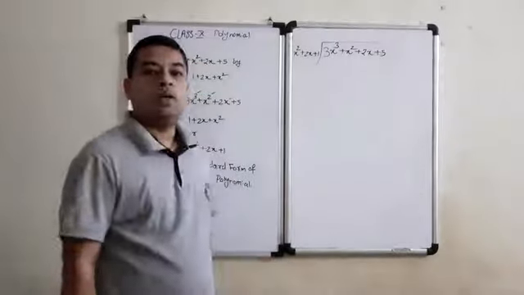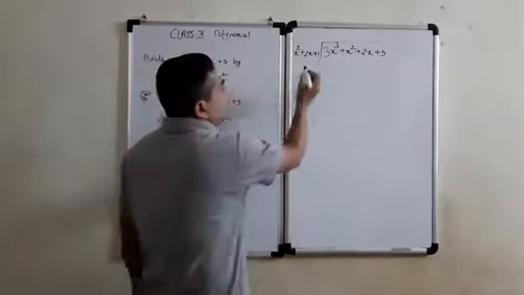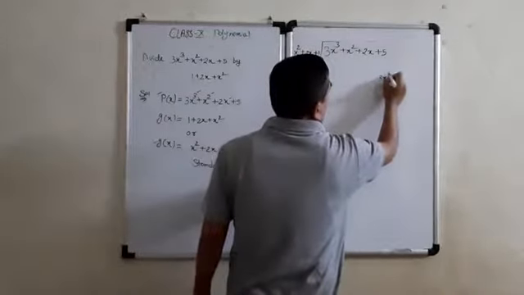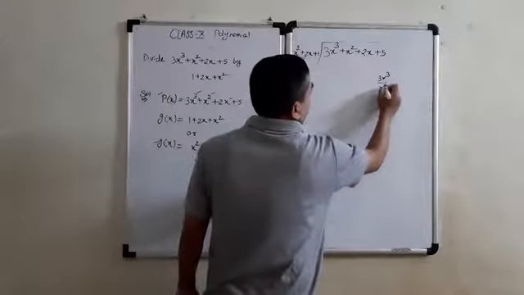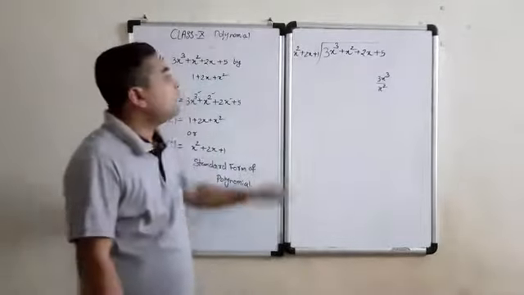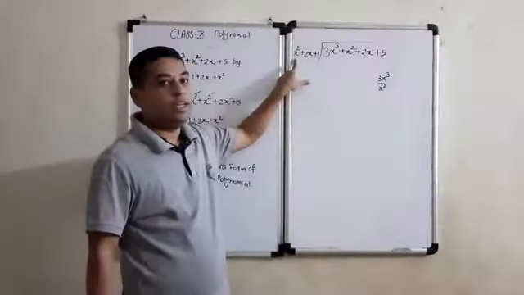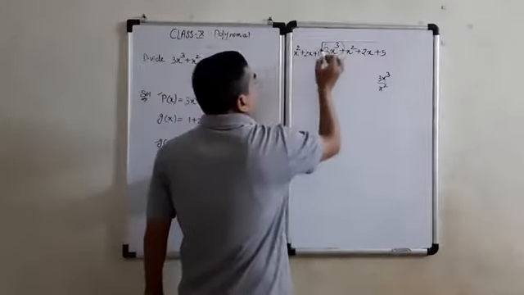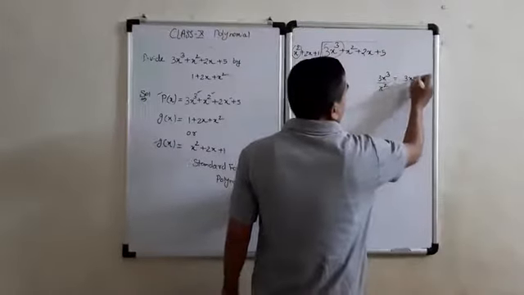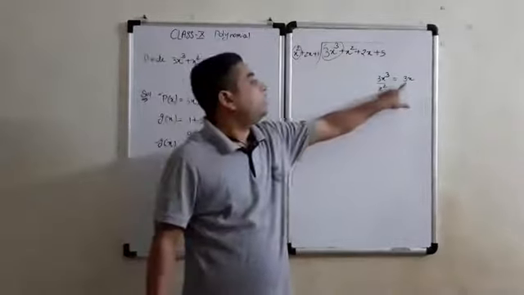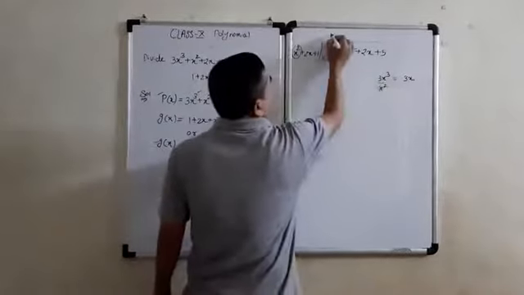It is very simple. How to check how many times it will divide the given dividend? We will take the first term of the dividend, that is 3x cube, and divide it by the first term of the divisor, that is x square. So this term we will divide by this term. What will we get? Obviously we will get 3x. Whatever we get here, that many times we will divide. So it will go 3x times. So we will write here 3x.